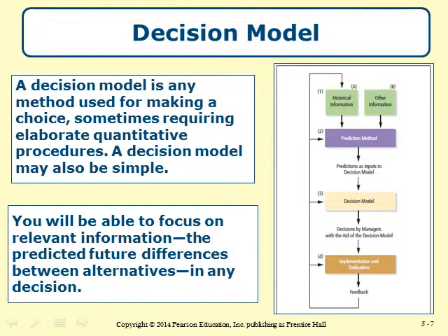And so a decision model is any method used for making a choice. Such models sometimes require elaborate quantitative procedures, such as a petroleum refinery's mathematical method for choosing what products to manufacture any given day of the week. A decision model, however, may also be simple. It may be confined to a single comparison of costs for choosing between two materials. In this example, our decision model is to compare the predicted unit cost, and assuming that everything else is equal, select the alternative with the lower cost. You'll be able to focus on relevant information, that is the predicted future differences between alternatives in any decisions.